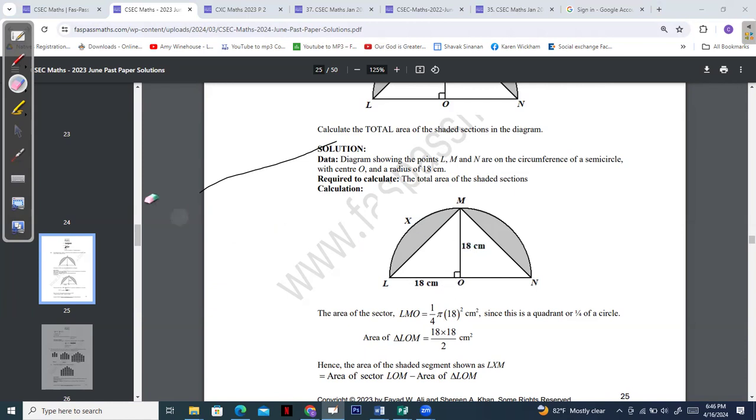Everybody see that? And it's an isosceles triangle, by the way. Let me see what approach CXC took, because I have my own approach that I would take, to be honest with you.